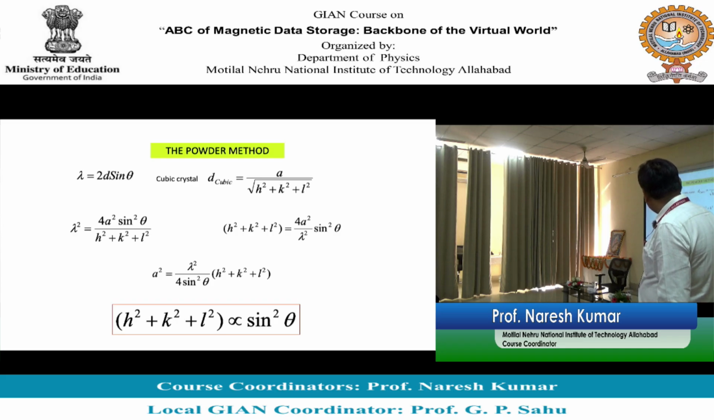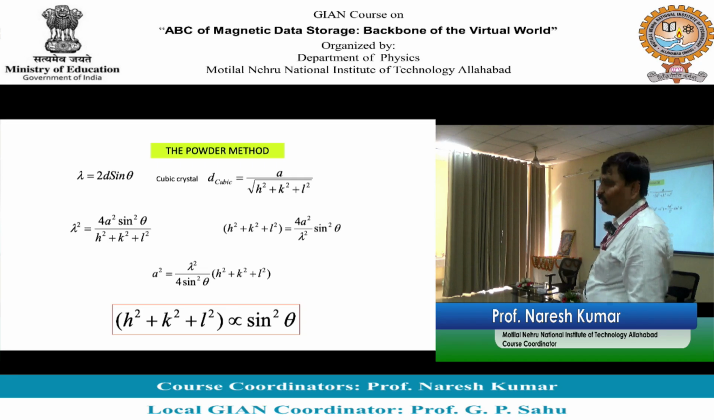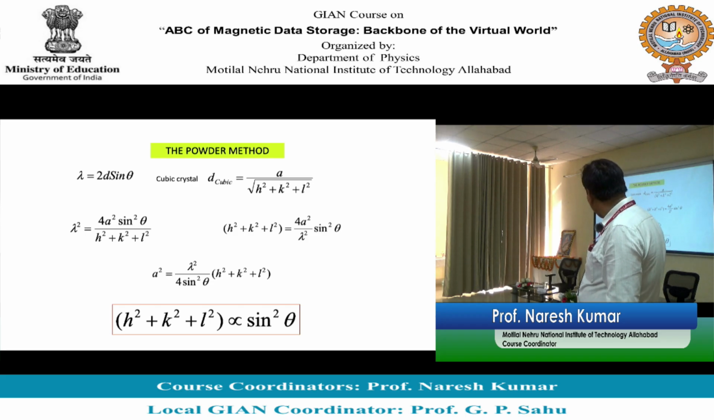तो if you see this, for a given system, what will happen? Lambda is fixed, wavelength of incident light. a for a given system is fixed. 4 is constant. So can I say h square plus k square plus l square is proportional to what? Sin square theta, है ना. ये बड़ा इंपॉर्टेंट रिलेशन है.